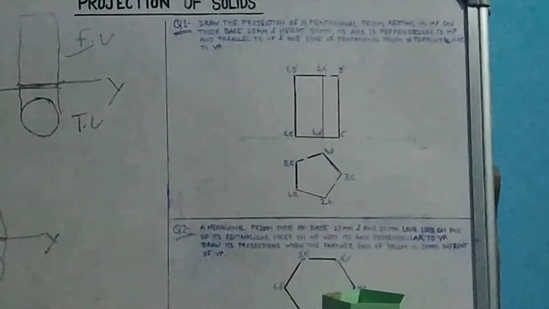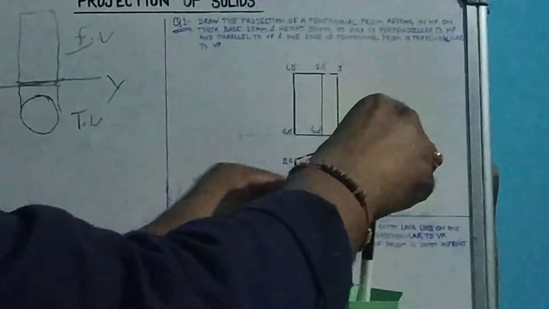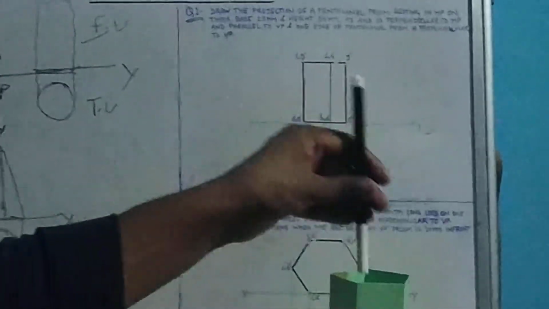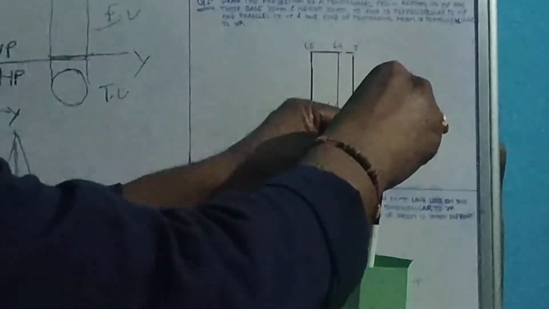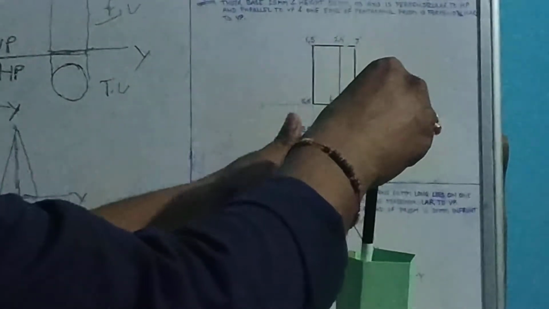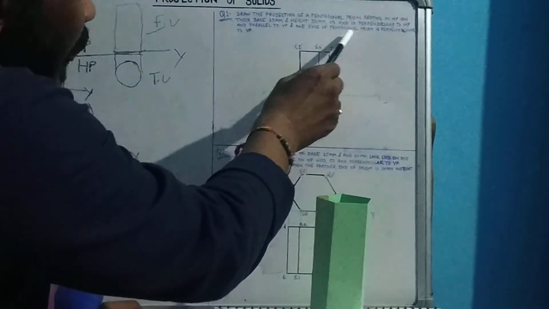Suppose this is the HP plane and this is the VP plane. See, its axis is perpendicular to the HP plane and parallel to VP. And one edge of the pentagonal prism is perpendicular to VP.